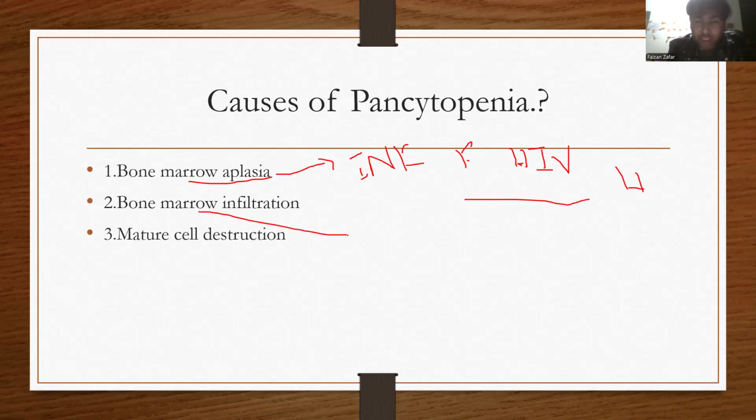Bone marrow infiltration is due to malignancy and some infections like TB and fungal infections. Mature cell destruction may be intrinsic extravascular, intrinsic intravascular, and extrinsic extravascular. Extravascular means destruction due to the spleen.